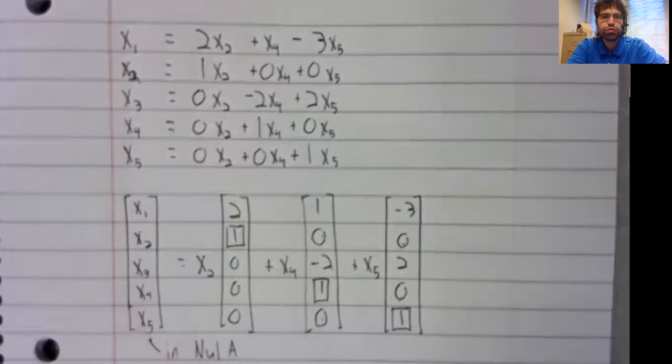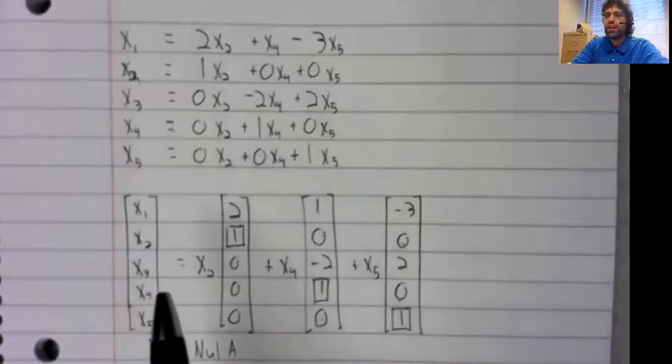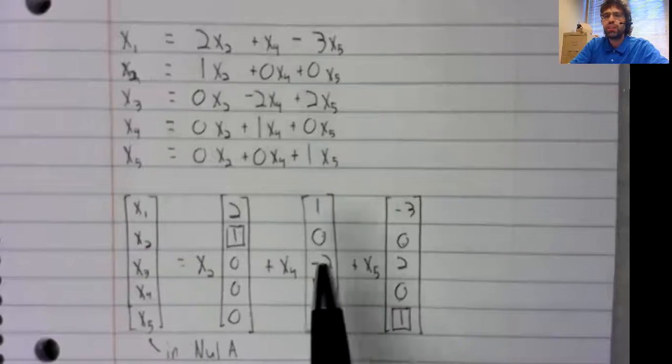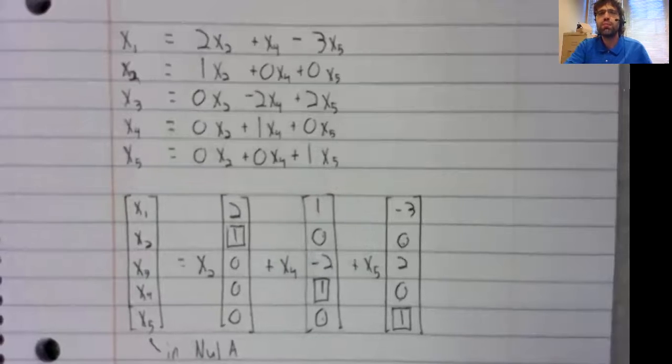And this is true in general. That is to say, for any matrix A, once you go through this process and you get the vectors in the null space written parametrically, the vectors you see will be a basis of the null space.